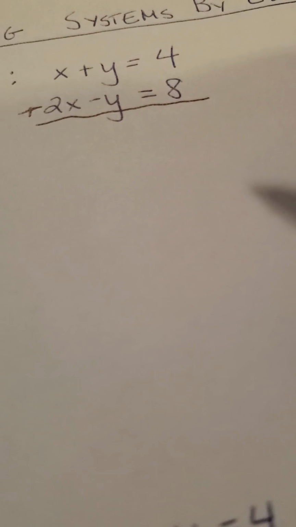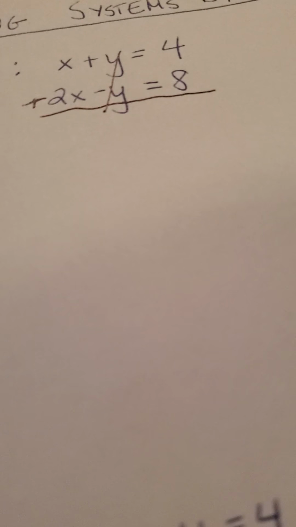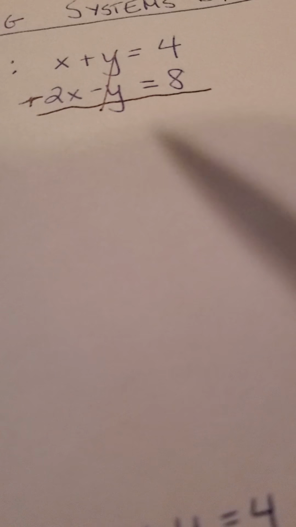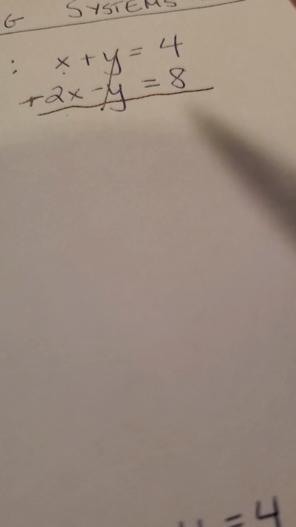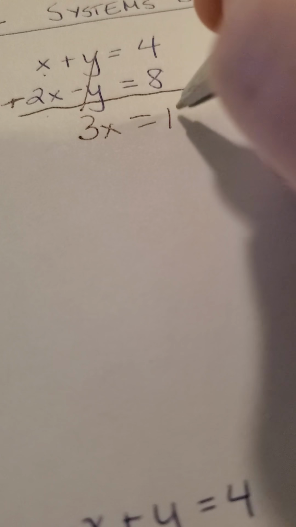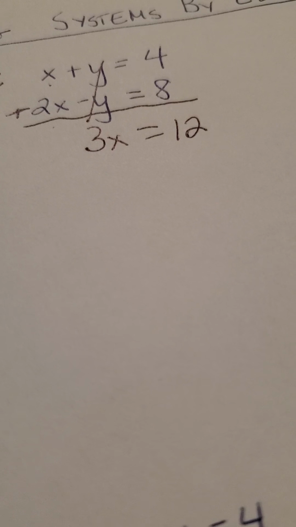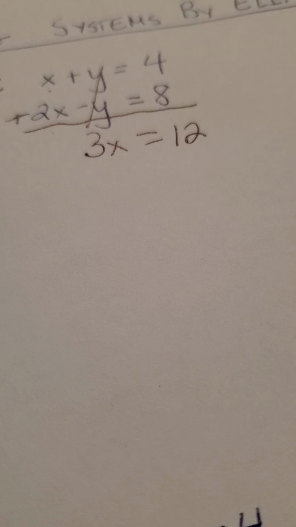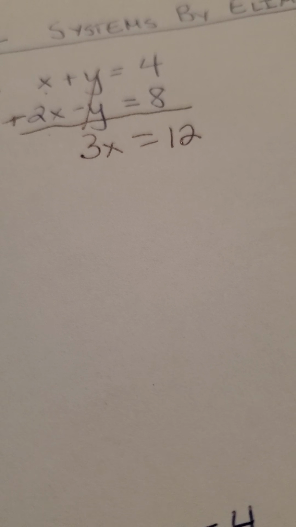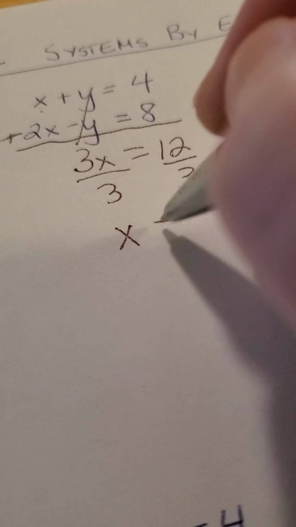So what I'm going to do is add these two things together. And what's going to happen whenever I do that is 1y plus a negative 1y means that's going to be eliminated, and those are going to cancel out. Then I've got 1x plus 2x is a 3x, and 4 plus 8 equals 12. Now I have one step to solve for my variable x and get that value. So whenever I divide by 3, I get x equals 4.